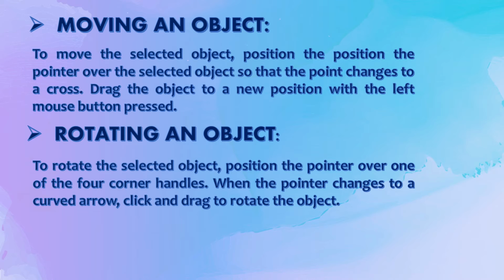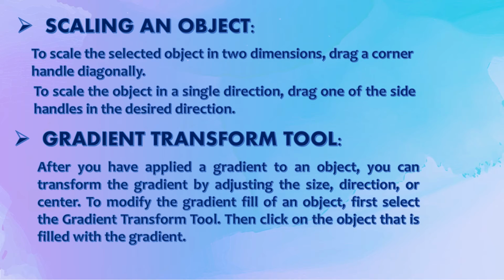Rotating an object. To rotate the selected object, position the pointer over one of the four corner handles. When the pointer changes to a curved arrow, click and drag to rotate the object. Scaling an object. To scale the selected object in two dimensions, drag a corner handle diagonally. To scale the object in a single direction, drag one of the side handles in the desired direction.